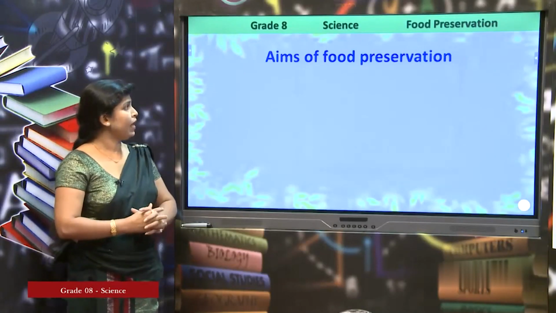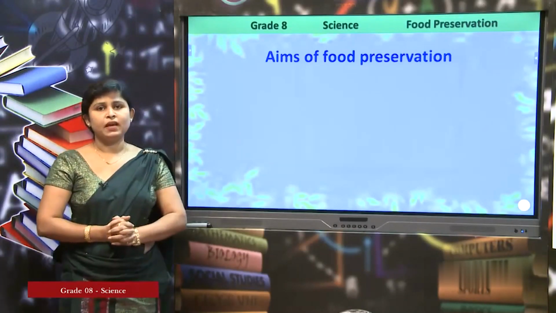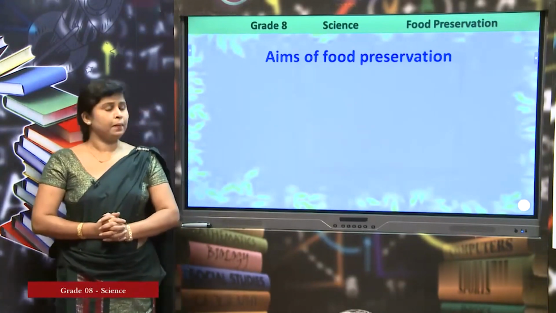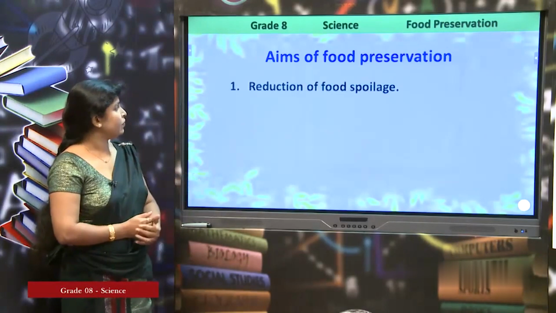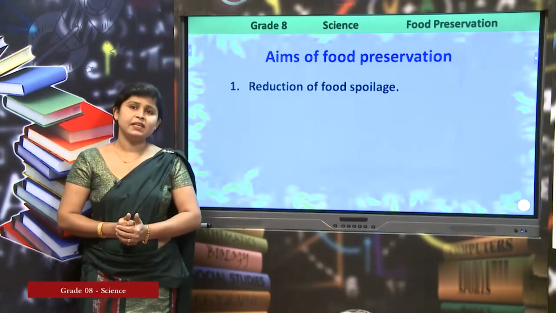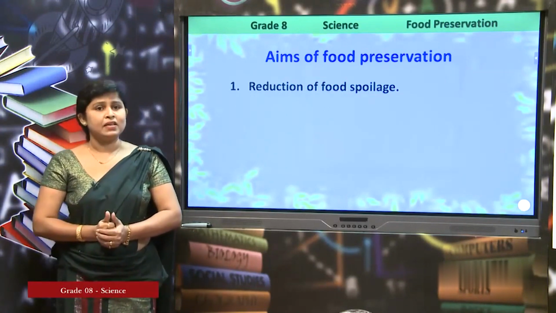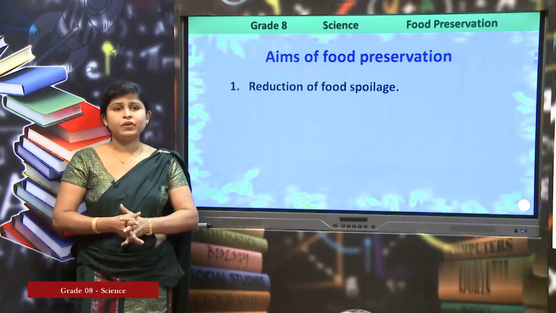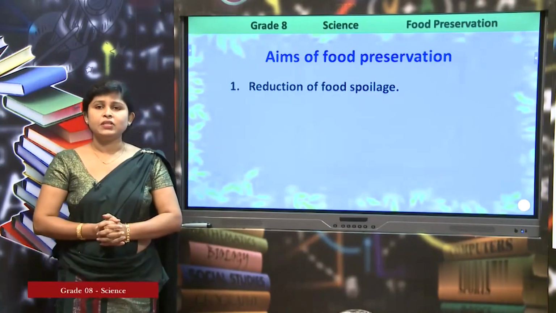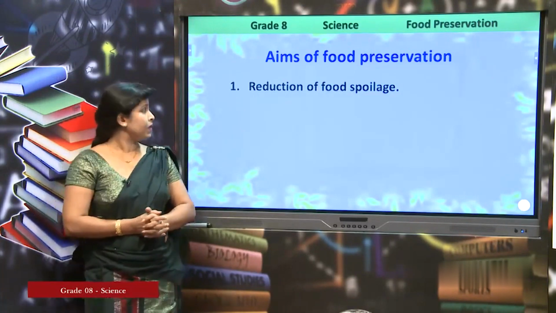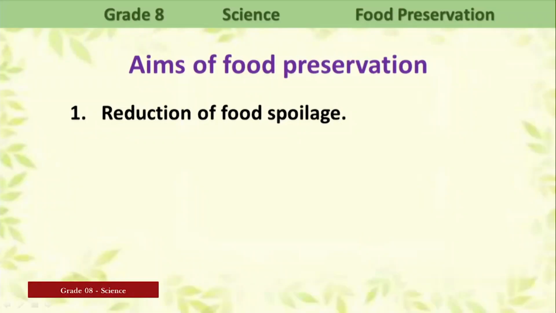Now let us see why food preservation is to be done. There should be an aim of food preservation. First one is reduction of food spoilage. When I started the lesson, I think you can remember I told you that there is a big wastage of food in our world. It should be minimized by food preservation. So the first thing is reduction of food spoilage.